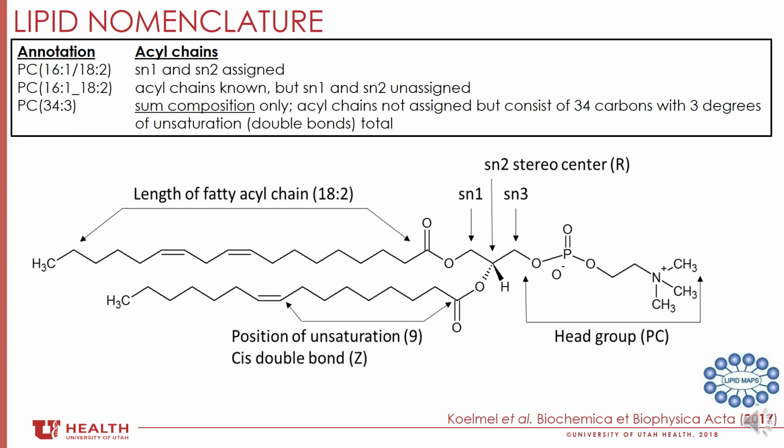With additional fragmentation data beyond the head group, we can start to assign the acyl chains. But whether those chains belong on the SN1 or SN2 position can rarely be definitively confirmed with the instrumentation we have at the moment. To that end, an underscore between the acyl chains is used to imply that the acyl chains are not specifically assigned.